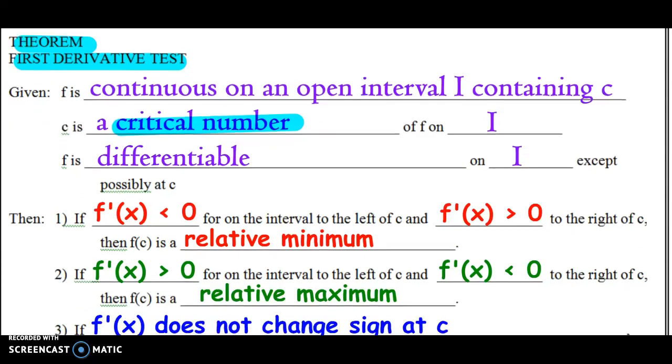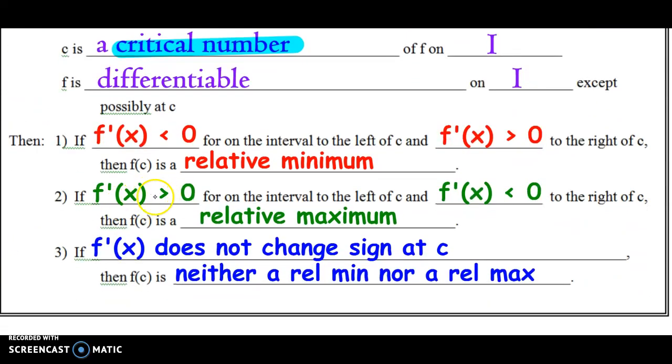I'll explain this, don't worry. If f prime of x is greater than 0 on the interval to the left of c, and f prime of x is less than 0 to the right of c, then f of c is a relative max. And if the derivative does not change sign, then it's neither a max or a min. What?